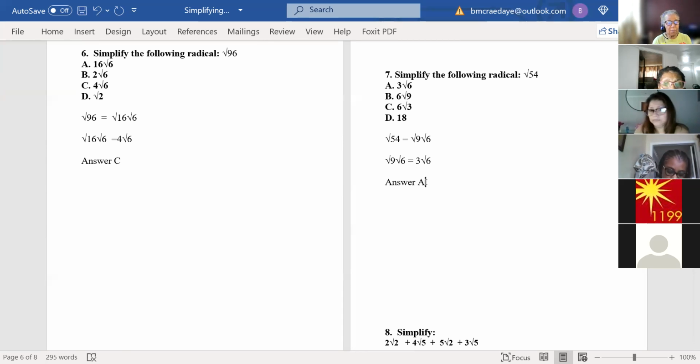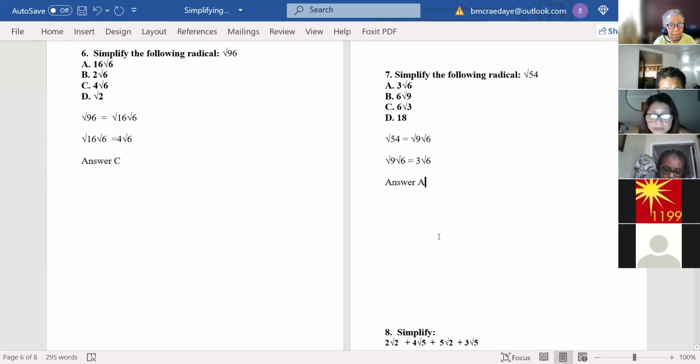See, when you pick the number that has a perfect square root, you only have one step to get the square root of that number. Square root of 9 is 3, and 3 times square root of 6. Now remember, this 3 in front of the square root of 6 is a coefficient. So when you have the same radical, with the same radicand, you can add the coefficients, which we're going to get to in the next problem.